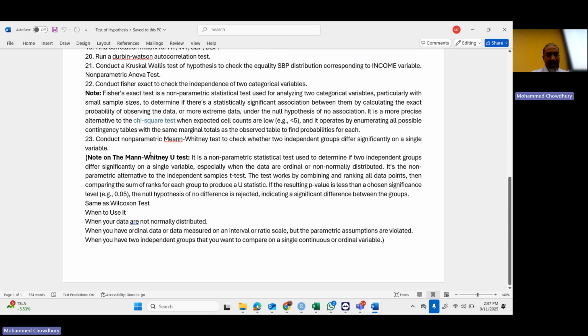The Mann-Whitney U test is the same as the Wilcoxon rank sum test. It is a non-parametric statistical test used to determine if two independent groups differ significantly on a single variable, especially when the data is skewed. Same as the Wilcoxon test, which I already did.